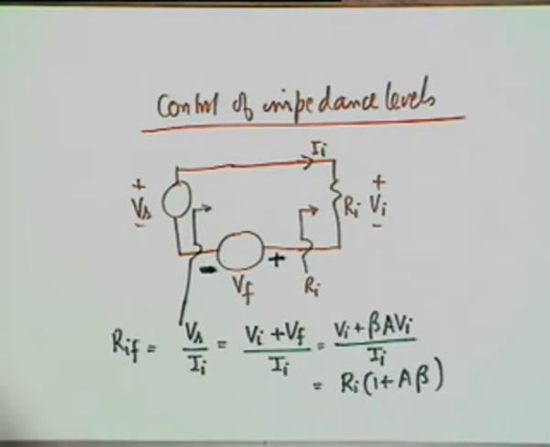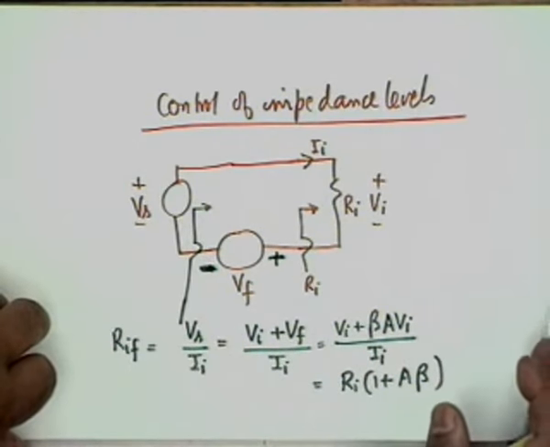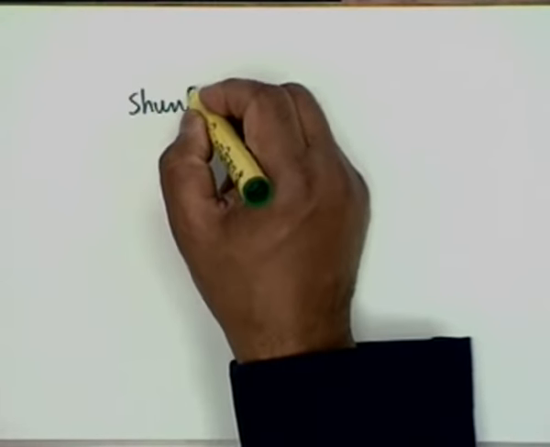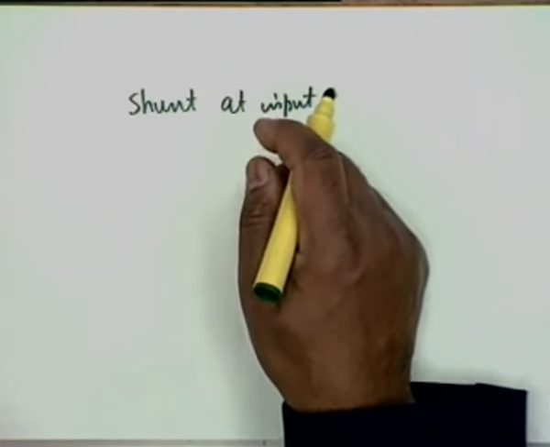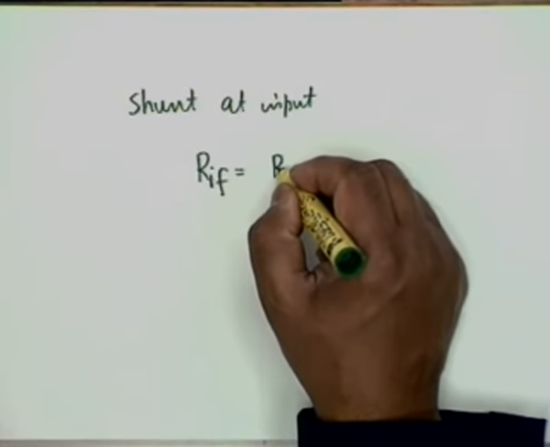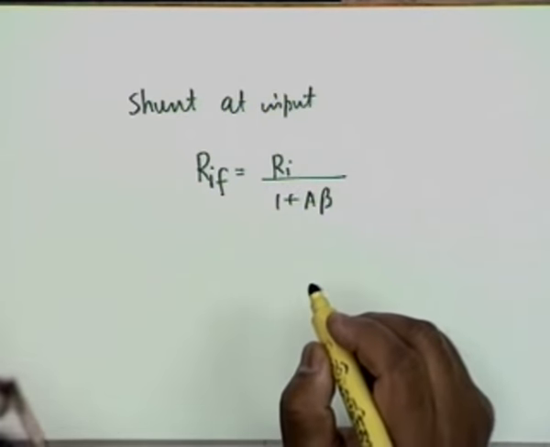By the same token, can you now say that if the connection was shunt, negative feedback with input shunt connection, then what will happen to RIF? Shunt at input. Shunt means current is being taken away, or another additional impedance is coming in shunt, in parallel. So the input impedance should decrease. And it is very easy to prove that if it is shunt at input, then RIF is Ri divided by 1 plus A beta. Once again, it is negative feedback. It is very easy to prove. I will skip this proof if you do not mind.